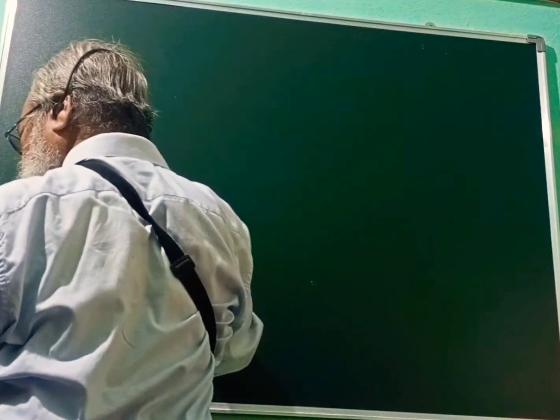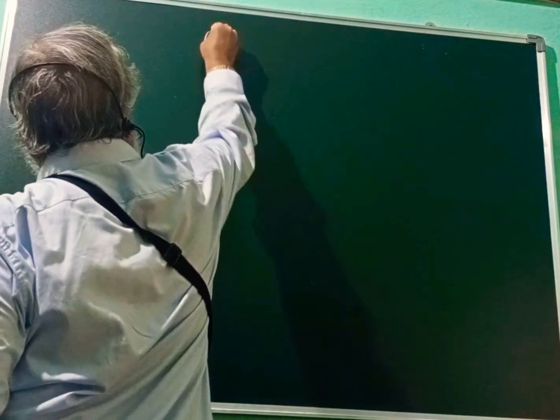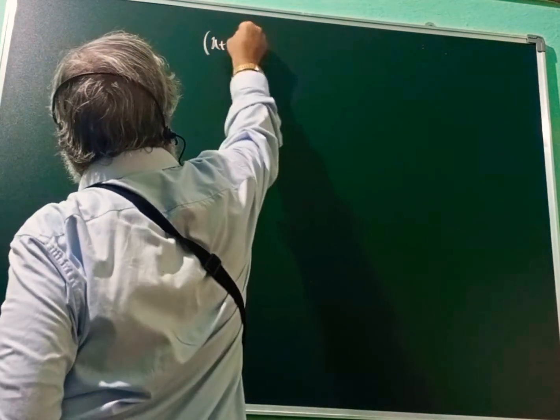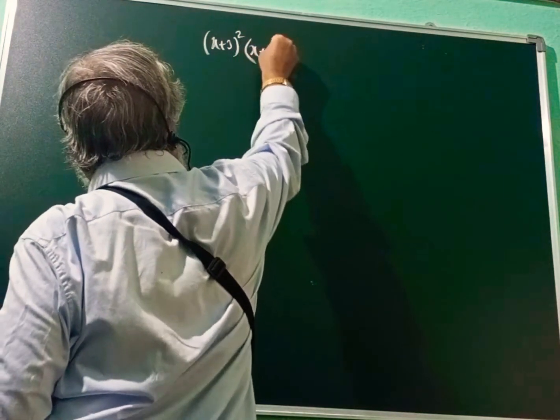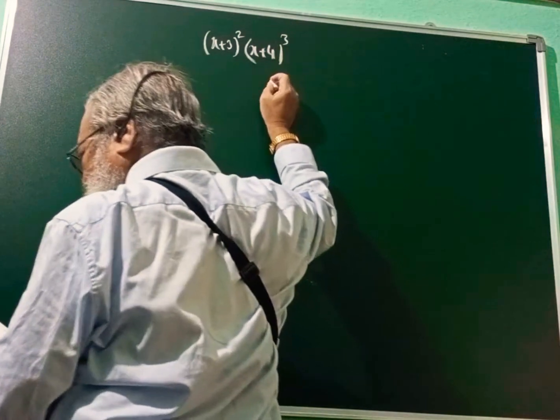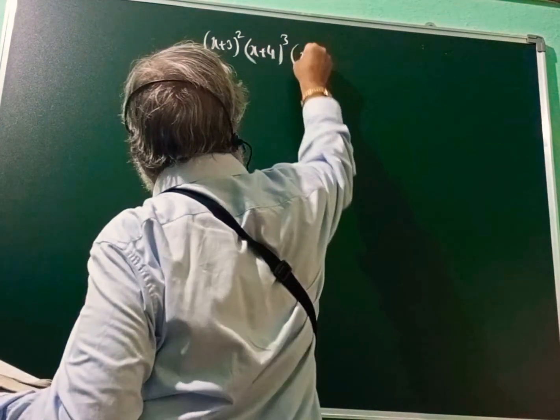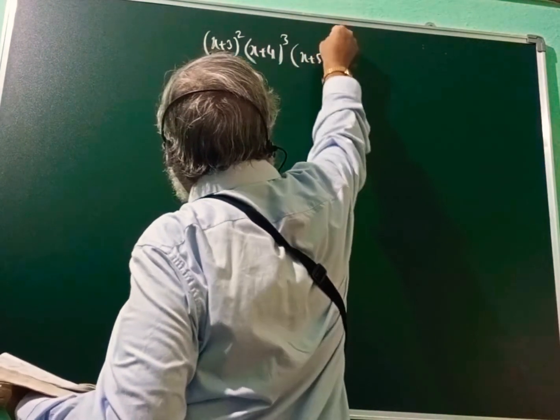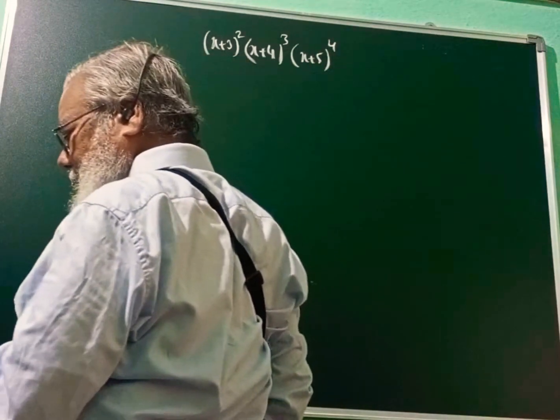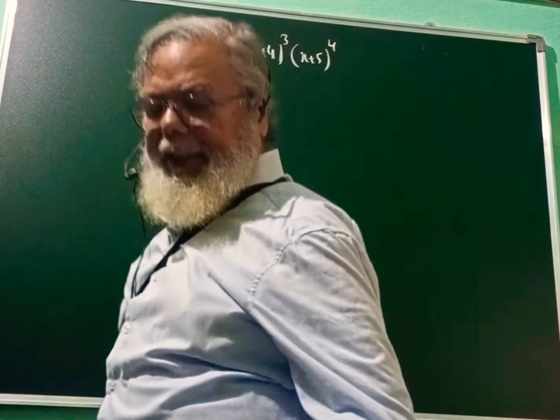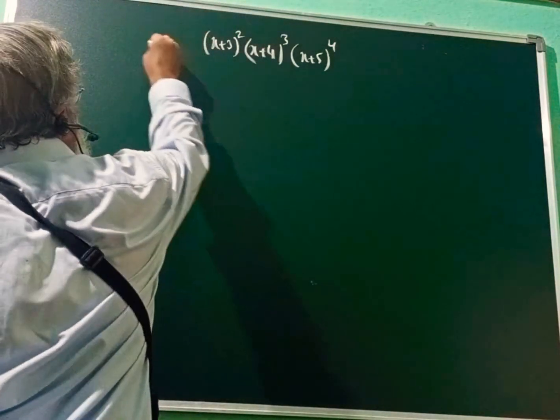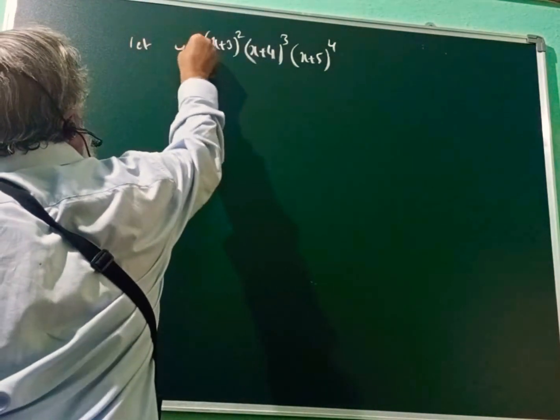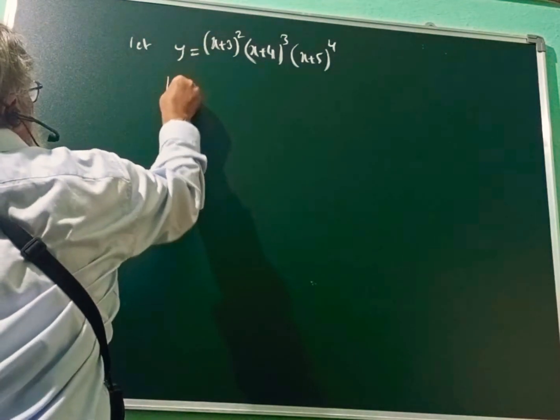Differentiate (x plus 3) whole square into (x plus 4) whole cube into (x plus 5) raised to 4 with respect to x. So again here also we simplify applying log. Let us suppose y is equal to this. Applying log both the sides.